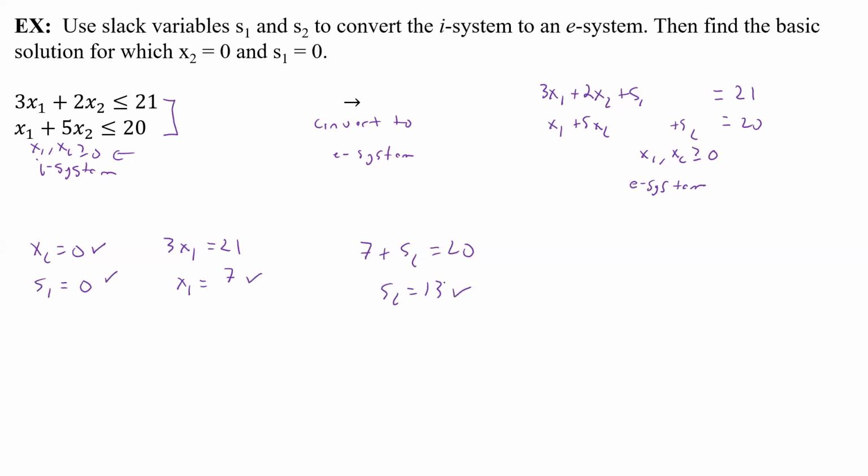Okay. And now what we need to do is write our basic solution. Now our basic solution doesn't have any negatives, so that's the key thing. And it's going to be x1, which is 7, comma x2, which is 0, comma s1, which is 0, comma s2, which is 13. And so that is going to be our basic solution to this E system coming from our I system. All right, so let's pause there and we'll come back for more.